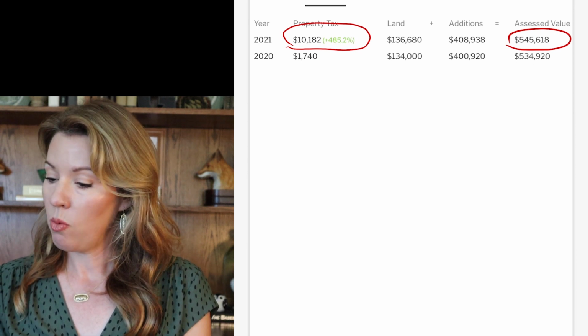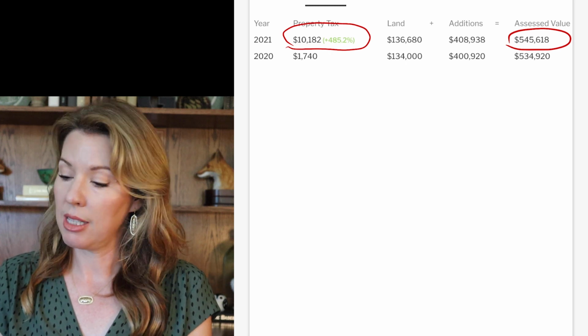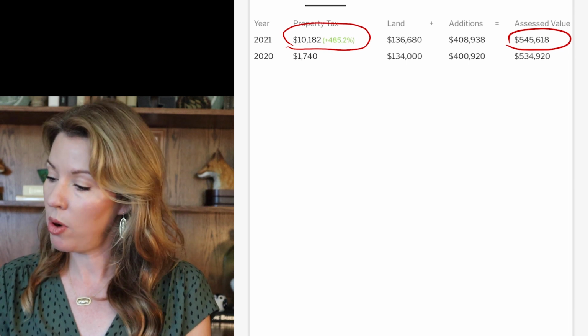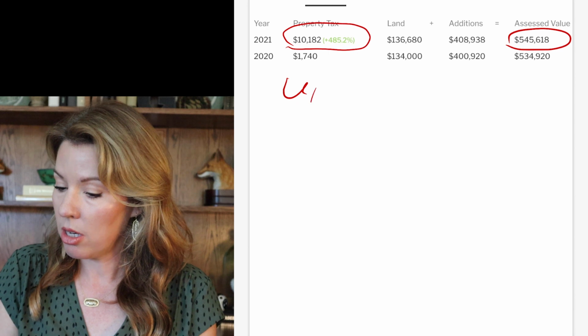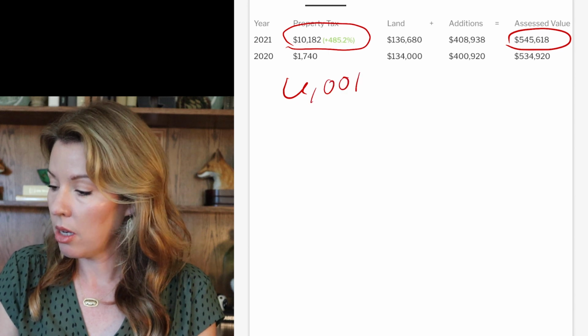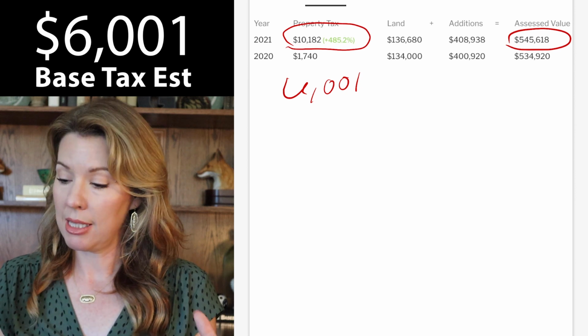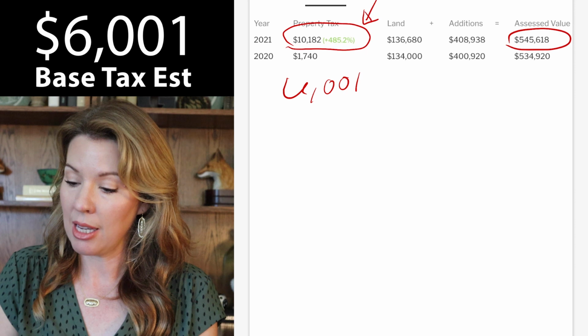So again, we are going to take our assessed value here, $545,618, and we're going to multiply that times 1.1%. And I have already done that calculation. It is $6,001.